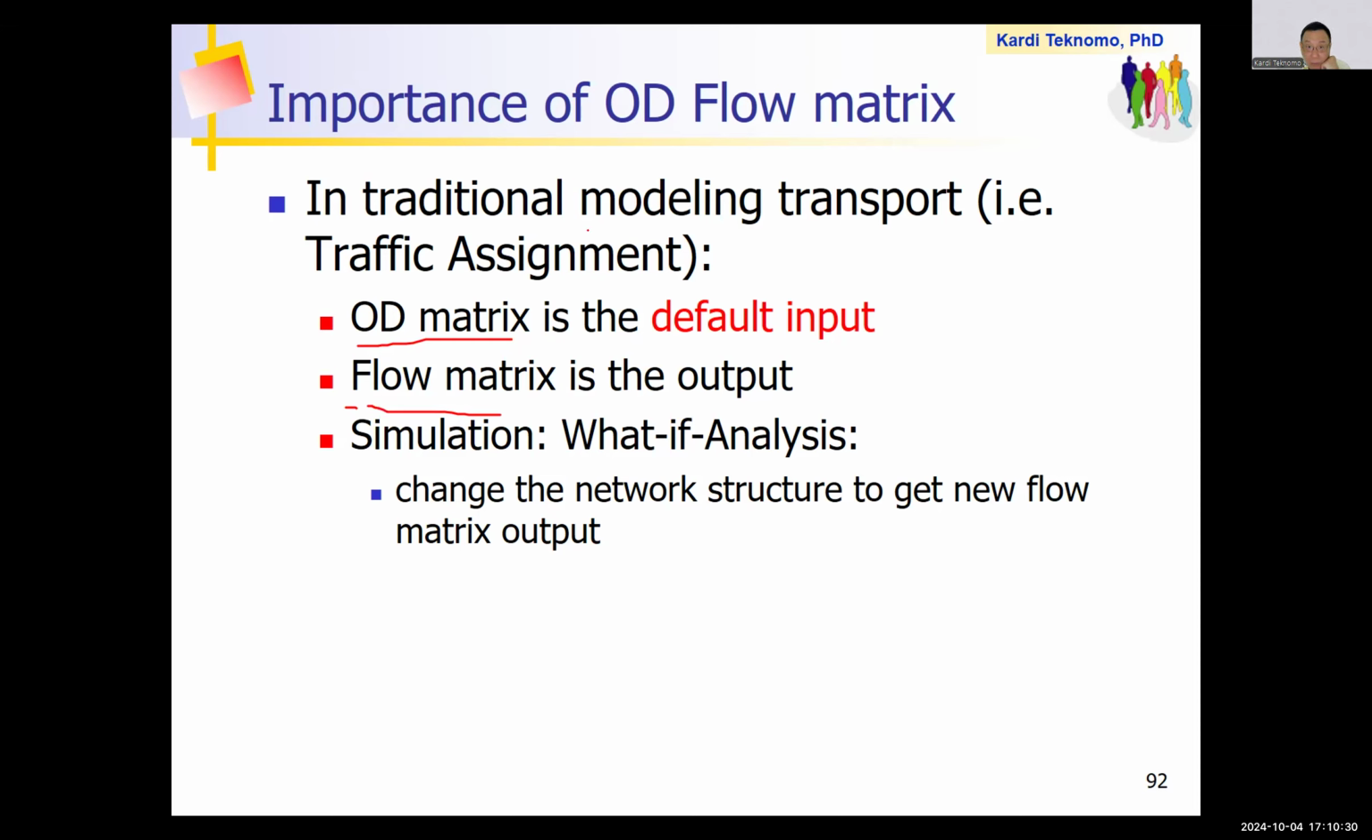Now, in traditional transport modeling, you can create what-if analysis. How to do that? You can change the network structure. For example, you add more lanes, or you add more roads, or you can reduce the number of lanes, or you probably want to make certain links disappear from the vehicle network, but turn that into a garden or a pedestrian network, and so on. So that is the change in network structure. Then we want to know what will happen to the new flow matrix output.